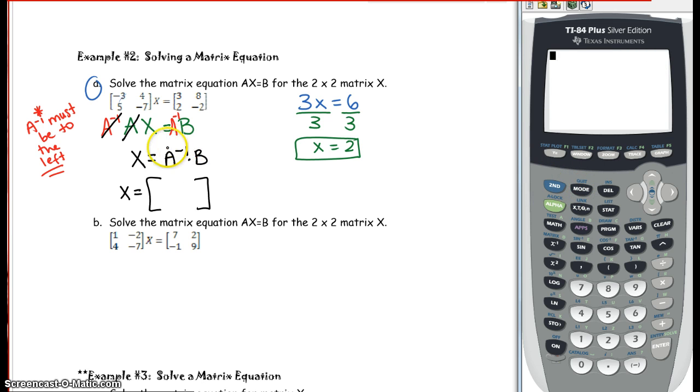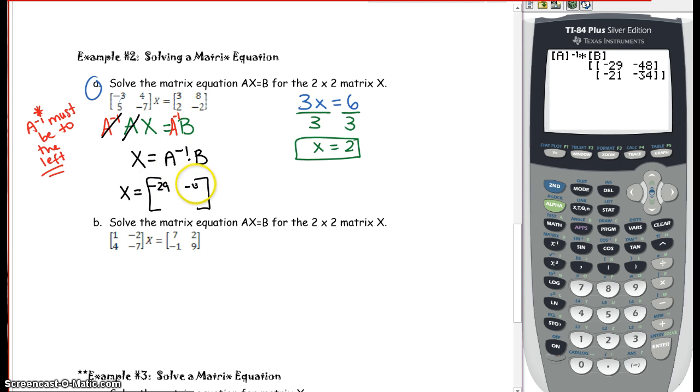Now, I'm going to type A inverse times B in my calculator to figure out what x equals. So I'm going to go back to second matrix and grab the A. Put the inverse, then multiply it by matrix B. And once I have exactly what I have on my paper, I know I did it correctly, especially after double checking those entries. And then press enter, and we get our solution. So our solution is negative 29, negative 48, negative 21, and negative 34. And that's the answer to our matrix equation.